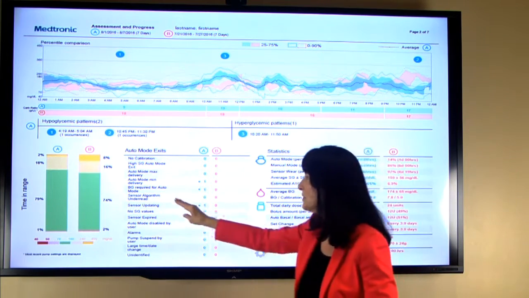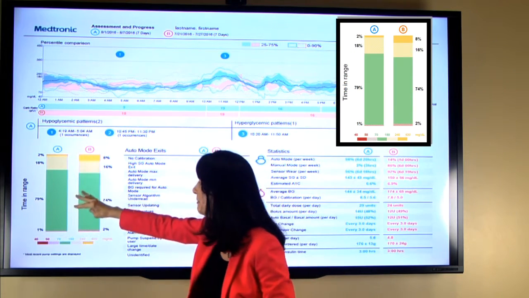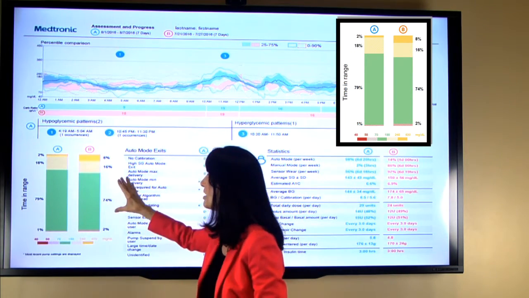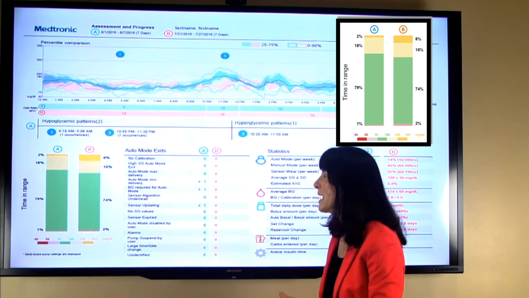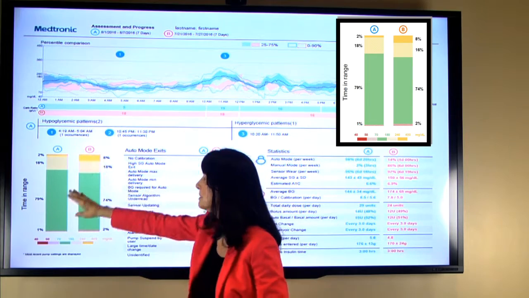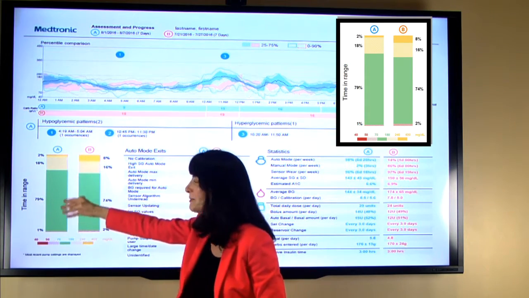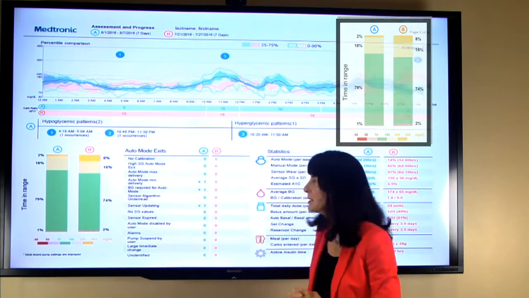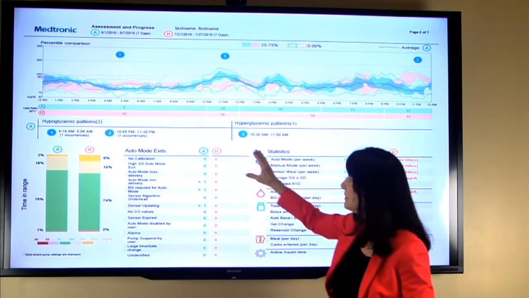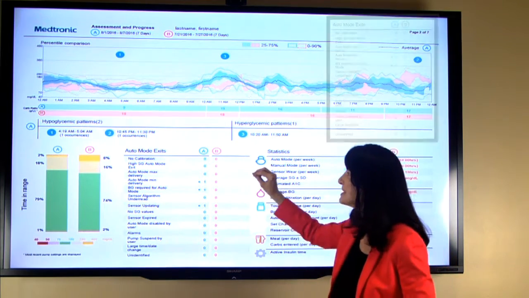Then one of my favorite new areas is these 2 bars that actually essentially compare the time in target, above and below, for these 2 time periods. And you can appreciate perhaps that more time or longer time on closed loop perhaps improves time in target and diminishes hyperglycemia.